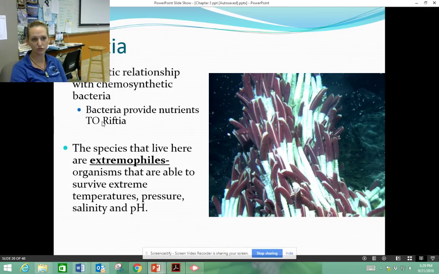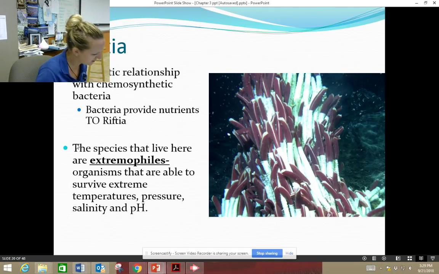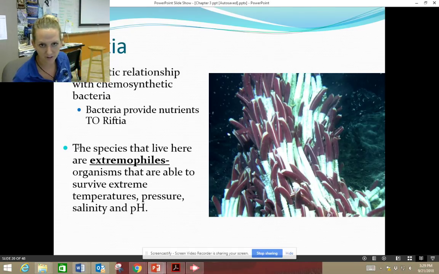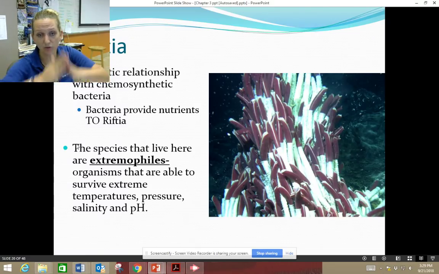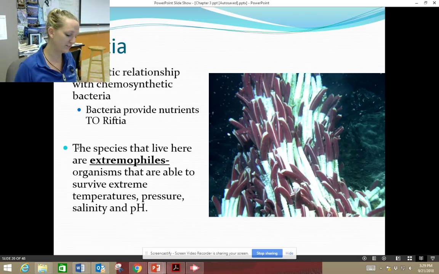Okay, the bacteria will provide nutrients to Riftia. These are Riftia, these red and white, long, lovely worms. Okay, the species that live here are extremophiles. Phile means lover of. They're able to survive extreme temperatures. Temperatures ranging between, to give you a specific answer, 2 degrees Celsius. It's really cold. It's almost frozen, right? 0 degrees Celsius is frozen. 2 degrees Celsius, and that's going to be places that are away from the actual vent, to 400 degrees Celsius.